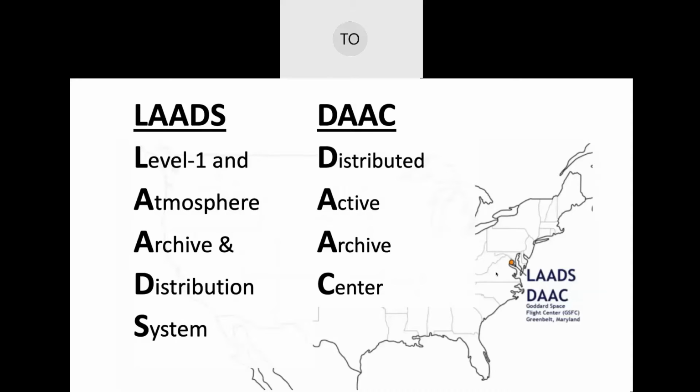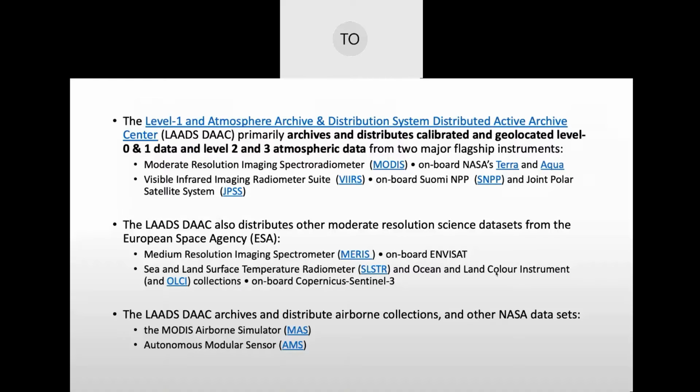Now we have this description of what it stands for, but what does it actually do? As you gathered from the name, we archive and distribute both Level 1 data as well as atmospheric data. Our primary sources are the Moderate Resolution Imaging Spectroradiometer on board NASA's Earth Observing System's Aqua and Terra satellites, and the Visible Infrared Imaging Radiometer Suite on board Suomi NPP and NOAA's Joint Polar Satellite System, or JPSS.